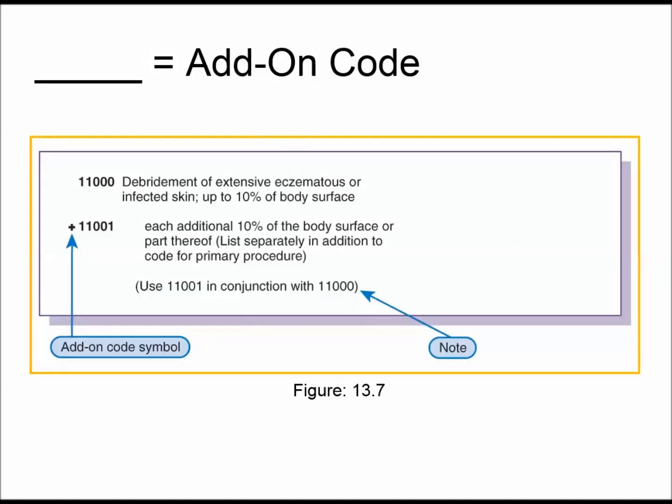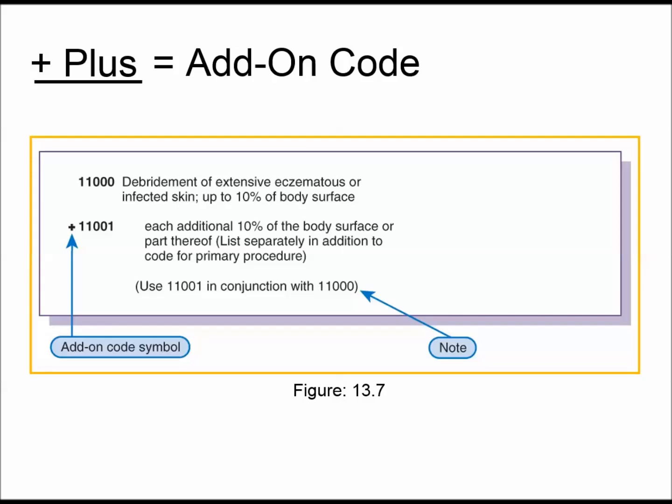Next slide, slide 19. We have an add-on code, which is signified by a plus sign. The code is prefaced by the plus sign to indicate that it is an add-on code whose description has been altered in some fashion. In other words, 11000, debridement of extensive eczematous or infected skin up to 10%, is coded with 11000, whereas each additional 10% or part thereof is indicated as 11001. That means that additional code is going to be used in conjunction with 11000.